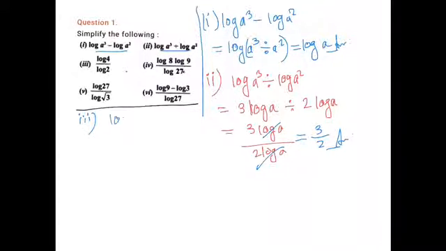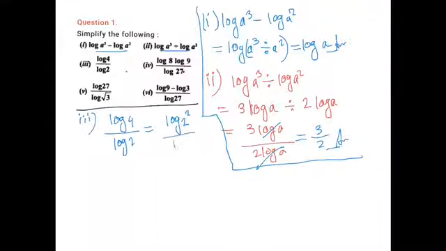Okay. Let's see. Log 4 by log 2. Log 4 can be written as log 2 square by log 2, which can be written as 2 log 2 by log 2. So again this log 2 gets cancelled out. My answer is 2.